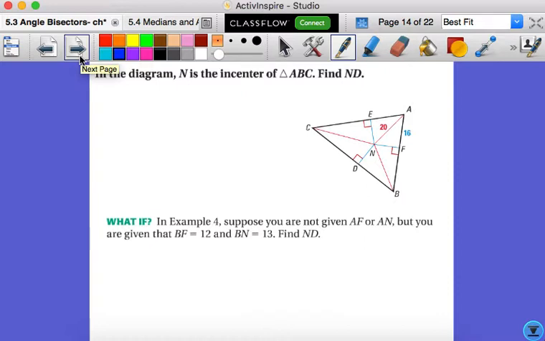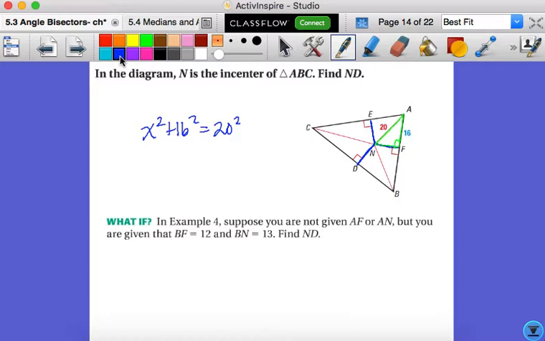Find the length of ND. I want to know how long this segment is right here. Remember that that's the same as this segment and this one, because the incenter is always the same distance from the sides. If I look closely, I have a right triangle where I have 16 and 20 as two of the sides. So I'm going to say x squared plus 16 squared should equal 20 squared. In other words, I'm going to use the Pythagorean theorem to solve this question.